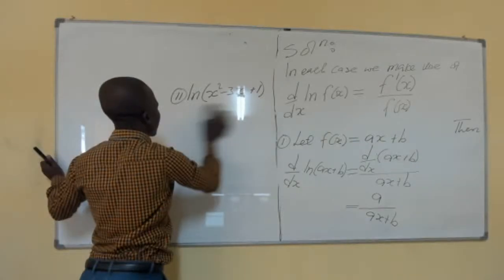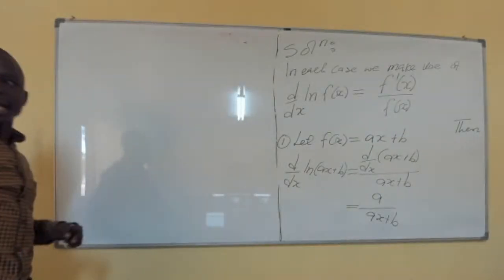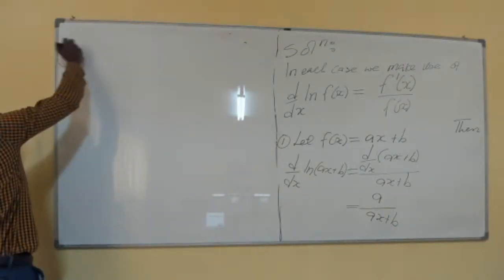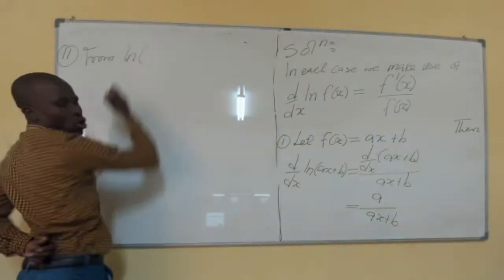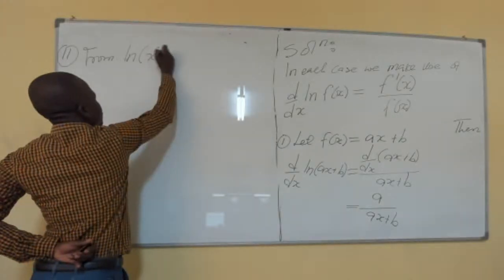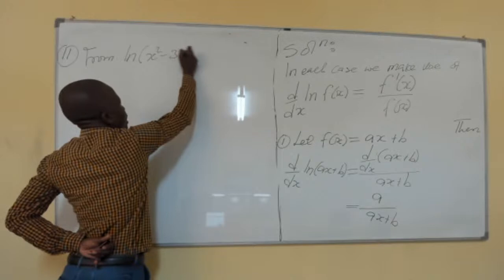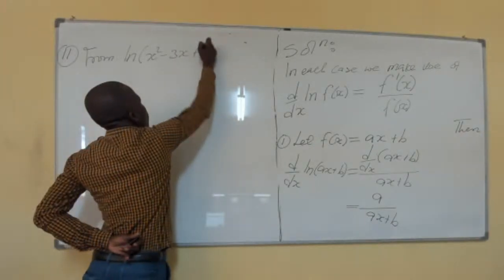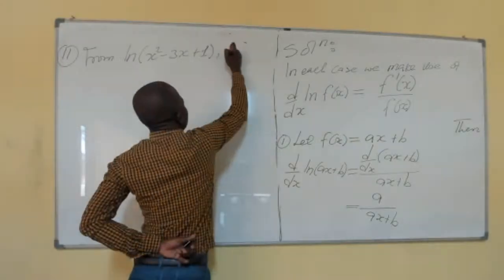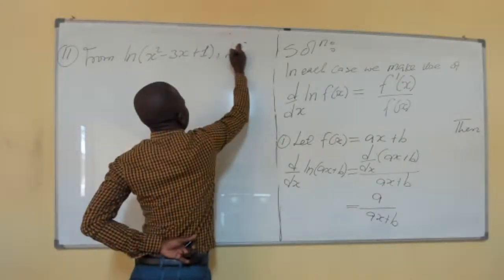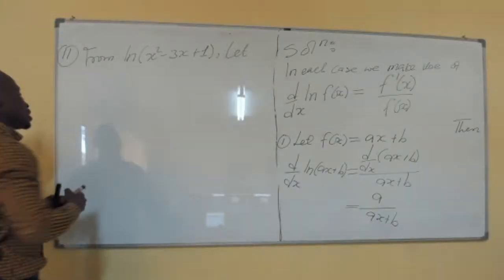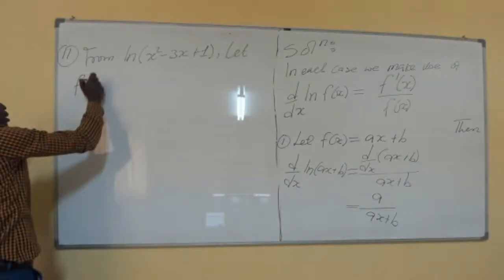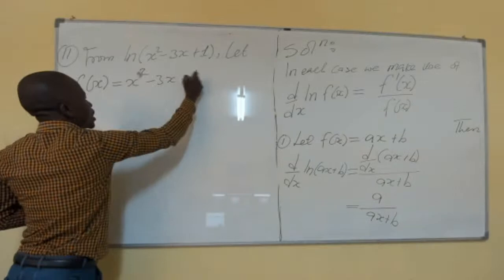In the next one, still number 2, from this function which has been given as ln of x squared minus 3x plus 1, let our function f of x be equal to x squared minus 3x plus 1.